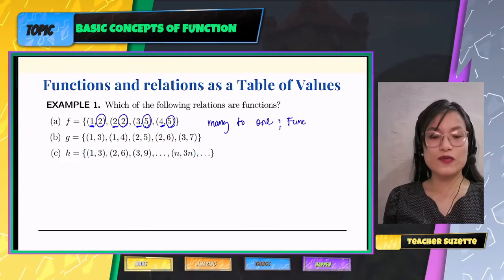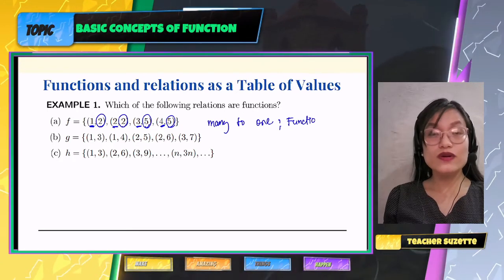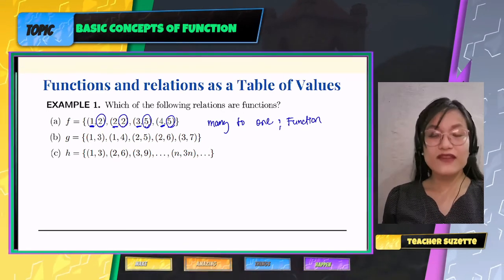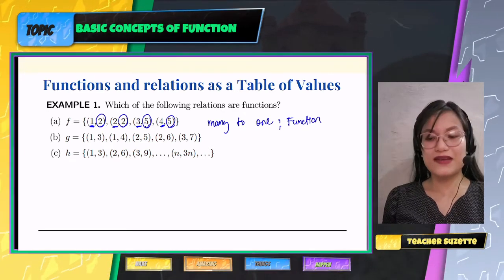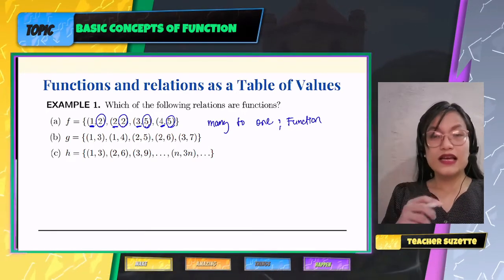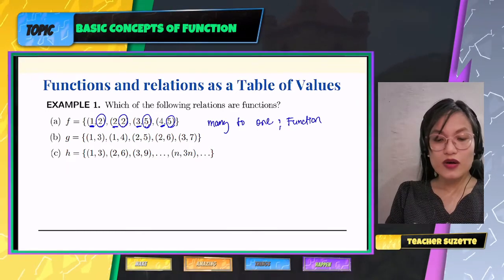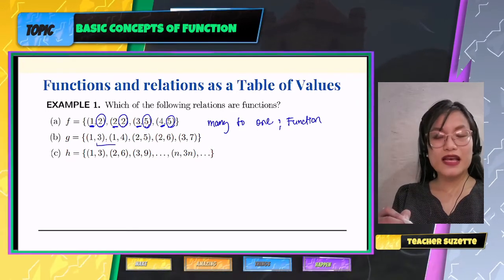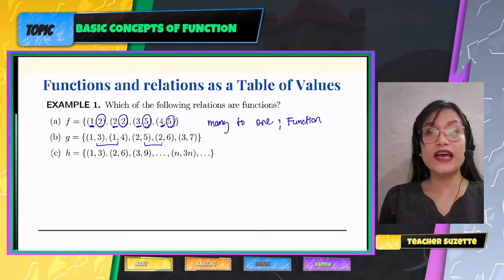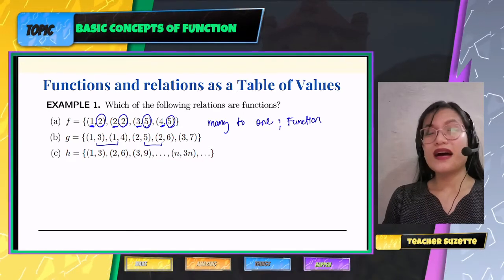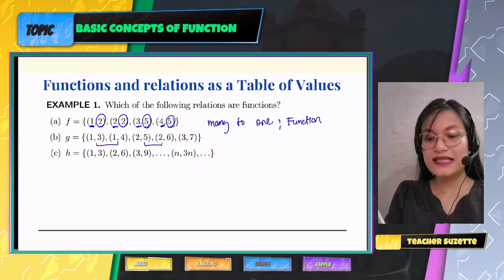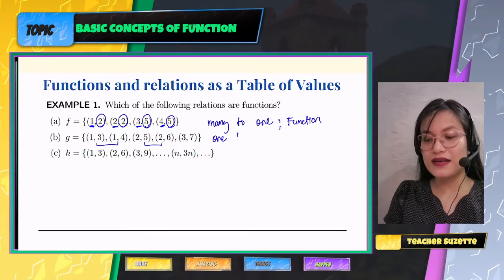Next, let's have letter B. So we have G is equal to {(1, 3), (1, 4), (2, 5), (2, 6), (3, 7)}. So tingnan natin yung bawat numbers. Mapapansin mo yung ating pair na ordered pairs na (1, 3) and (1, 4) and (2, 6) and (2, 5) ay mayroon silang mga values ng x na magkaparehas. So we can say that this is an example of one to many.